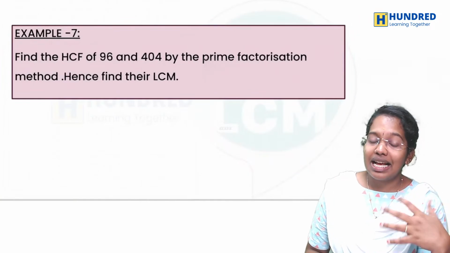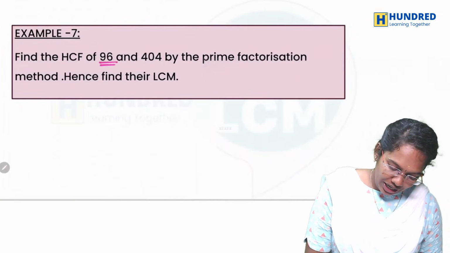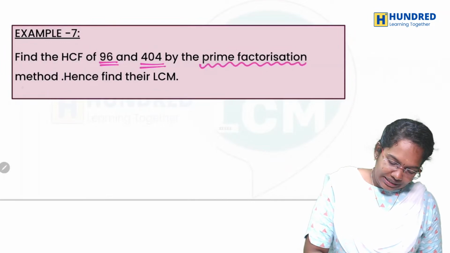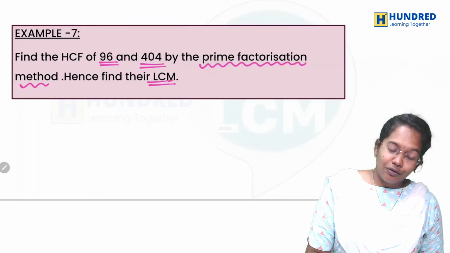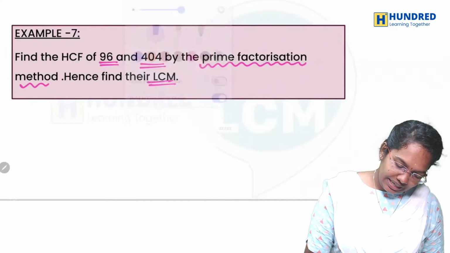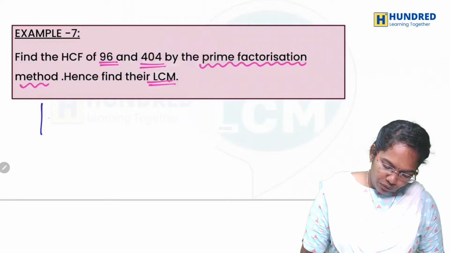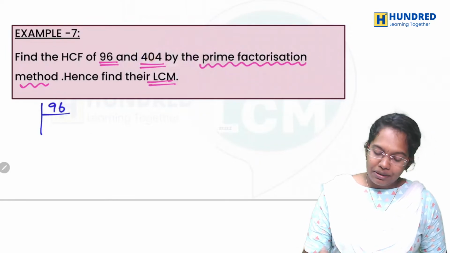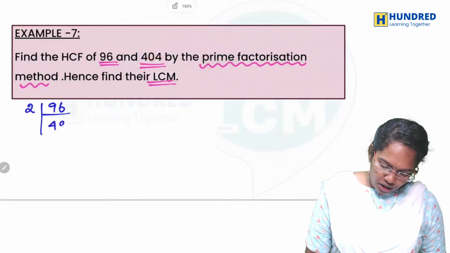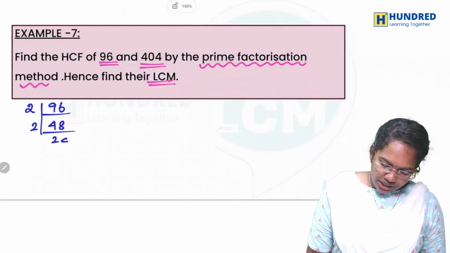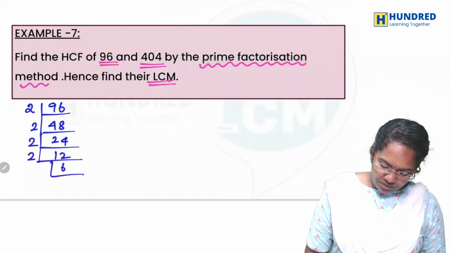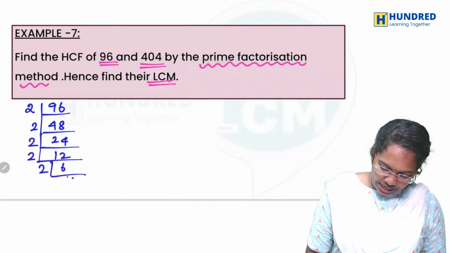Here they are asking us to find the HCF of 96 and 404 by the prime factorization method, and they are asking us to find their LCM. How to find this? Let's start with 96. It is 2 times 48, again 2 times it will be 24, again 2 times it is 12, and 2 times 6, and then 2 times it will be 3, right?